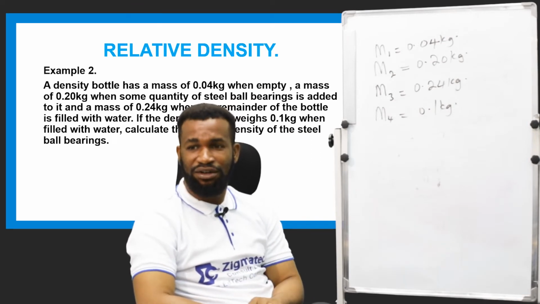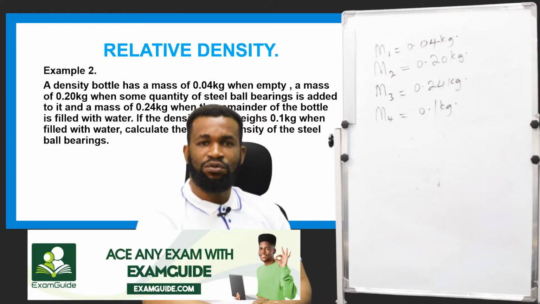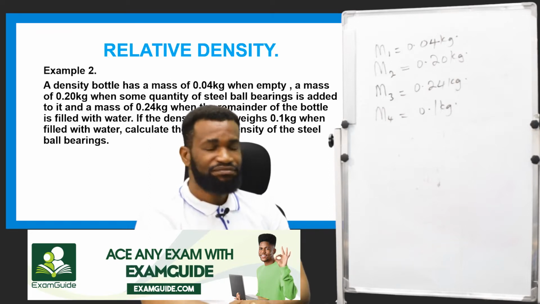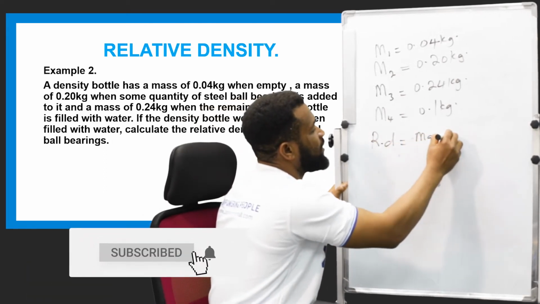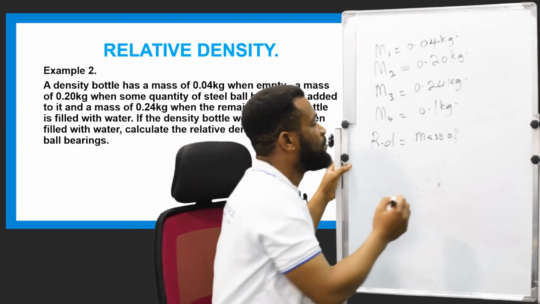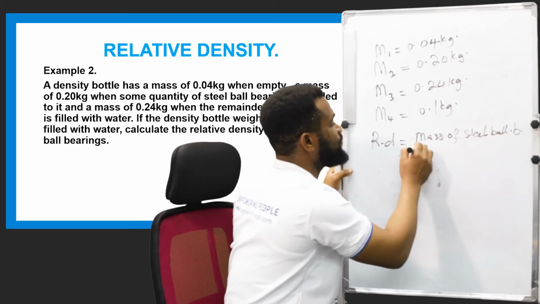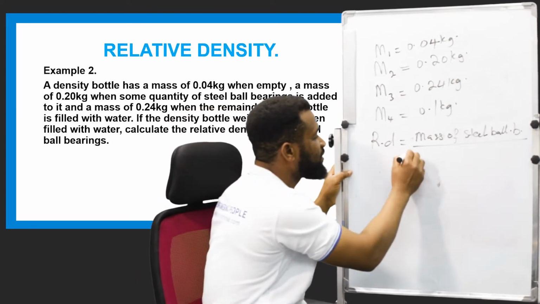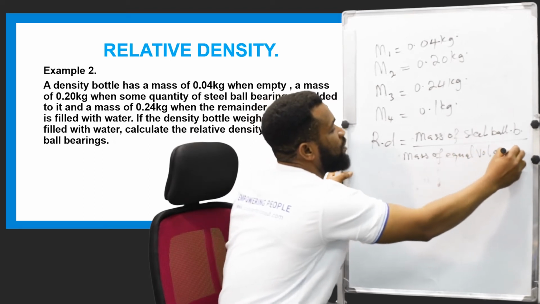Calculate the relative density of the steel ball bearing. First, the question you should ask yourself is, what is the relationship of the relative density? The relative density is the mass of the substance, at this point the mass of the steel ball bearing, over the mass of an equal volume of water.